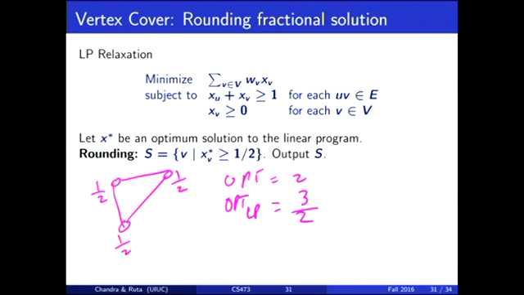Given the graph, I will solve this linear program, and I get fractions on the vertices, and from the fractions on the vertices, I'll create a set of vertices which is all the vertices which have fractions which are at least half. First, I want to claim that the set I get is actually a vertex cover in the graph. Why is that?